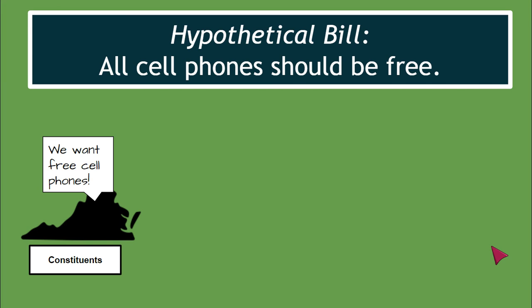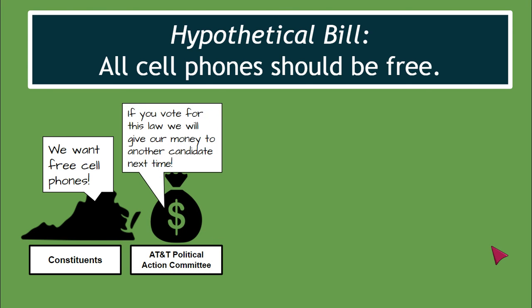At the same time, though, let's say that that congressman is represented by the AT&T PAC, and the AT&T Political Action Committee is saying, if you vote for this law, we're going to give our money to another candidate next time because they don't want free cell phones. They want to make money off of cell phones. So now we have 2 different groups trying to influence this congressman in 2 very different ways.